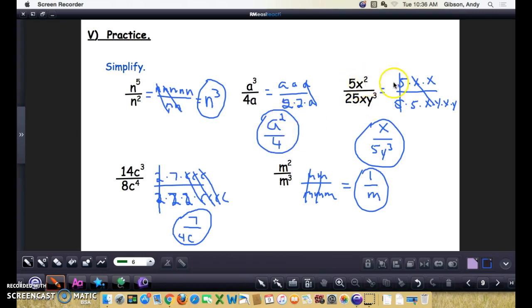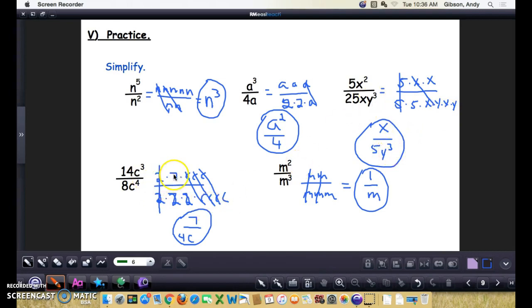Here I have 5x squared, so 5 times x times x. 25 is 5 times x times y times y times y. 1x can cancel, 1 5 can cancel. I'm left with 1x over 5, and the y to the third, they don't change.